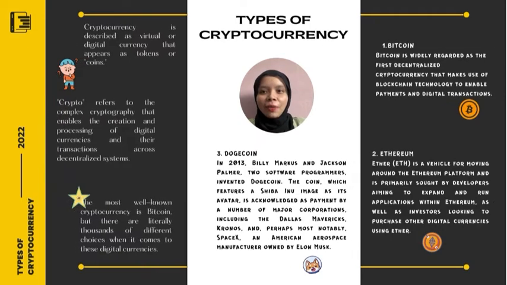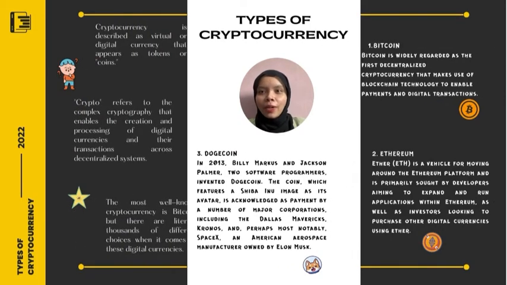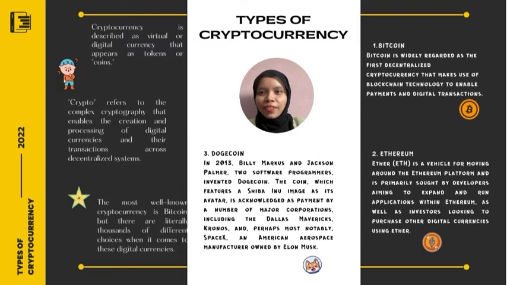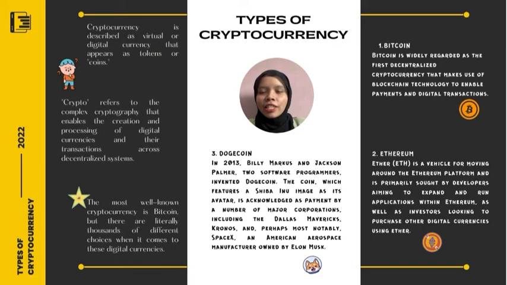Assalamualaikum madam, I am Nuruddina and now I will explain about the types of cryptocurrency. Cryptocurrency is described as virtual or digital currency that appears as tokens or coins. Here are the 3 types of cryptocurrency.